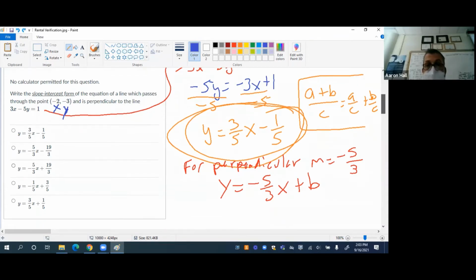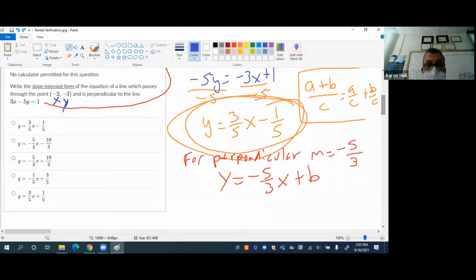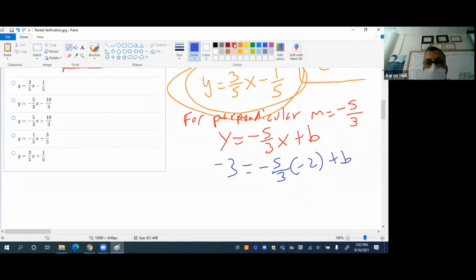Does it make sense? Okay, so that gives me negative 3 equals negative 5/3 times negative 2 plus b. Emerson, how do I solve for that? I guess you would multiply it. Okay, that gives me 10/3. Does that look right to you? Okay, and then?